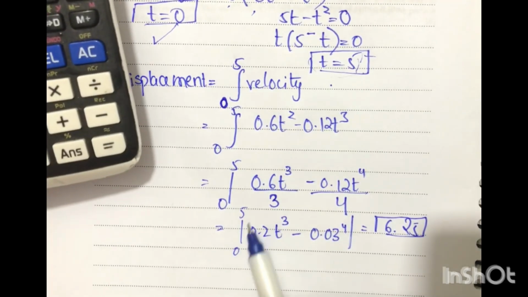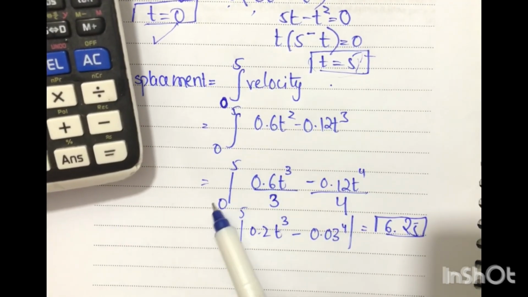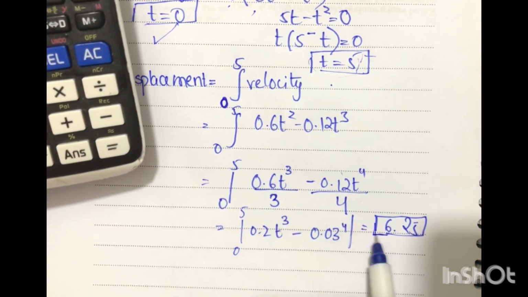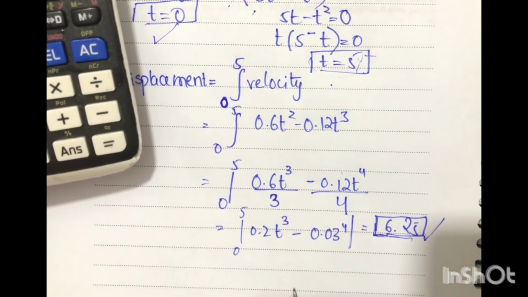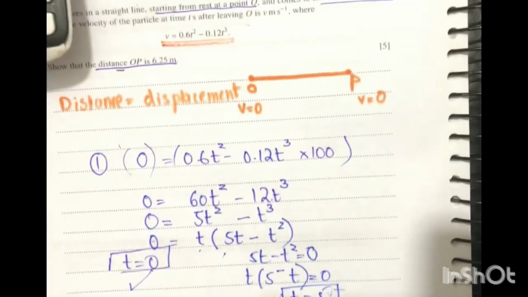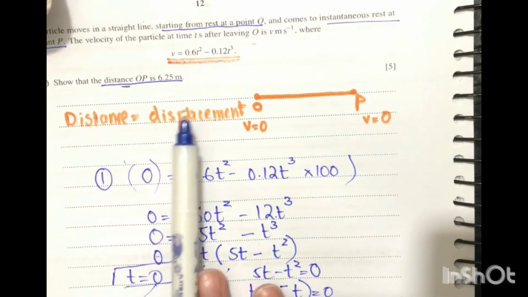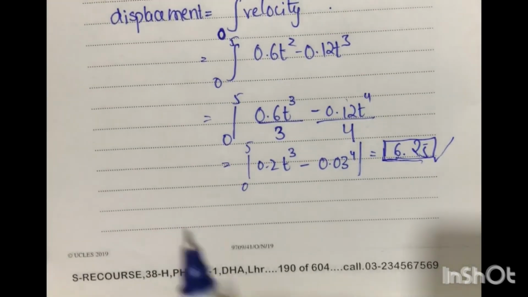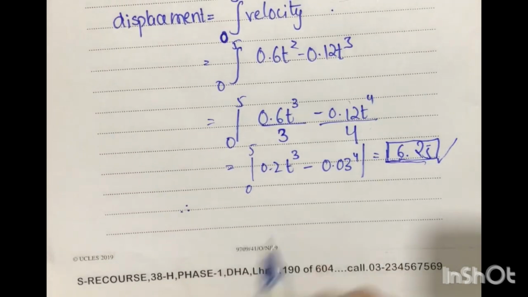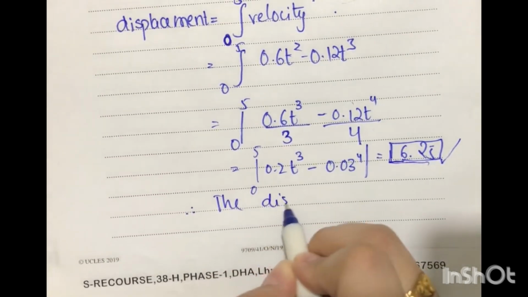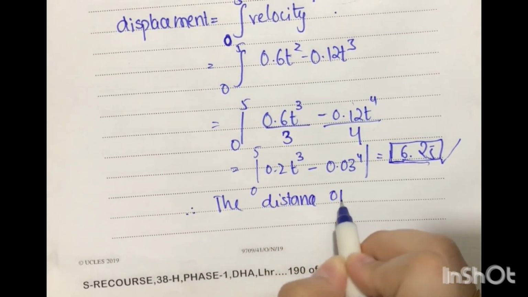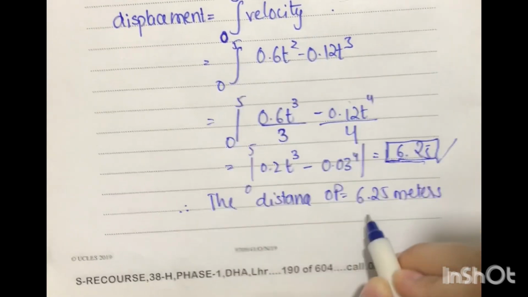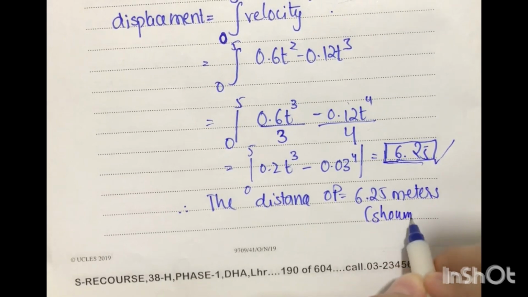I've only plugged in the value of 5 since we know that whenever we plug in 0, the answer will just become 0. So when we plug in 5, we get 6.25. And so we have proved that the distance OP is 6.25 meters. So we will just give a final statement at the end of the question. The distance OP is equals to 6.25 meters, and then in the bracket we'll write shown.